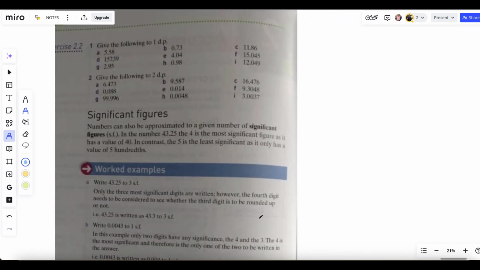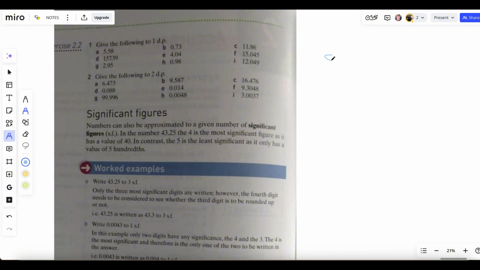Now let's go to significant figure. The third one. Significant figure, we also start in this one. The number can be decimal, it can be in whole numbers. For example, if it's in whole numbers, we write the zeros. If it's in decimal place, you don't need to write the zeros. For example, let's say you are given 43.25. Now they're asking you to round it up to 3 significant figure.